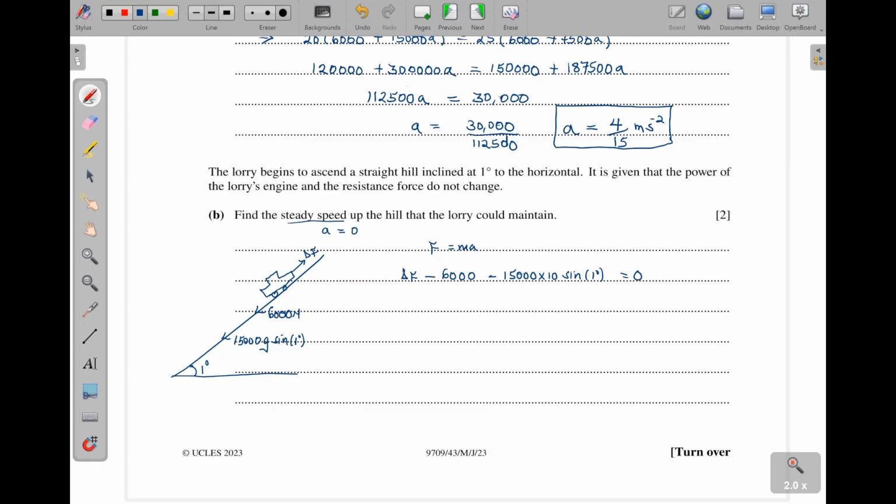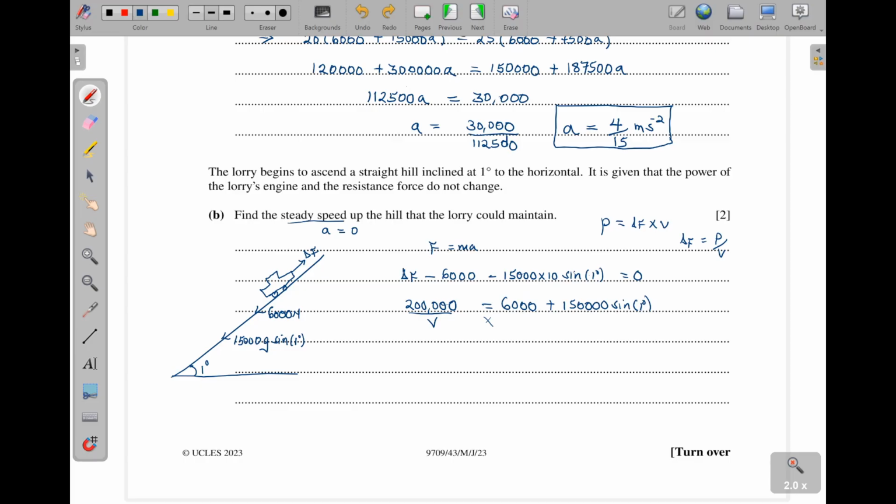Then, if power is equal to the driving force times the velocity, that therefore means that the driving force is equal to power over the velocity. So the power is 200,000. It is unchanged. Then divide by the velocity we are looking for. I can take these ones the other side. So I can have 6,000 plus 150,000 sine of 1. Then I can cross multiply. In other words, I'm going to get the whole of this, and I divide it by the 200,000 to get our V.